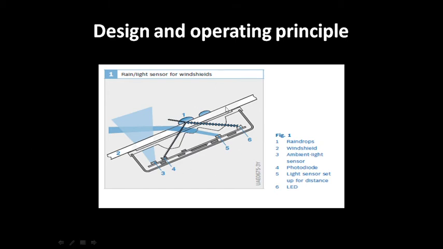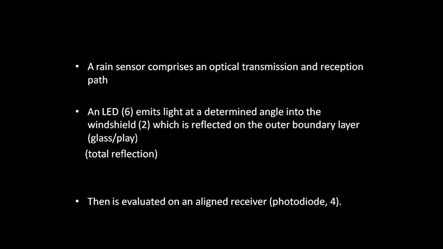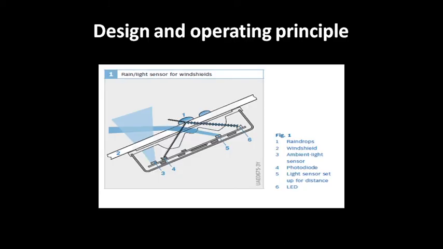The image shows one raindrop. Here, this is the windshield, and we can see the ambient light sensor, a photodiode, the light sensor, and again an LED. So how does it work? A rain sensor generally comprises an optical transmission and reception part. The LED emits the light at a specific angle into the windshield.